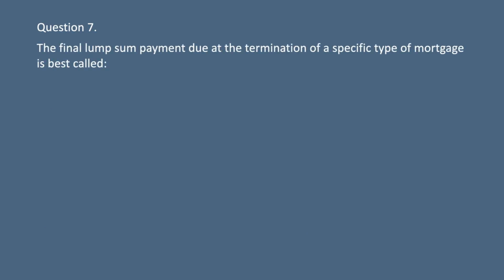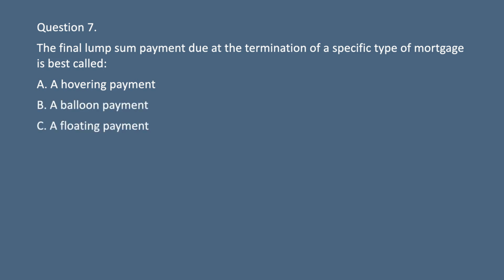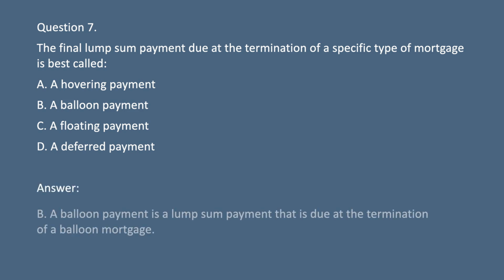Question 7. The final lump sum payment due at the termination of a specific type of mortgage is best called A. A hovering payment. B. A balloon payment. C. A floating payment. D. A deferred payment. Answer. B. A balloon payment is a lump sum payment that is due at the termination of a balloon mortgage.